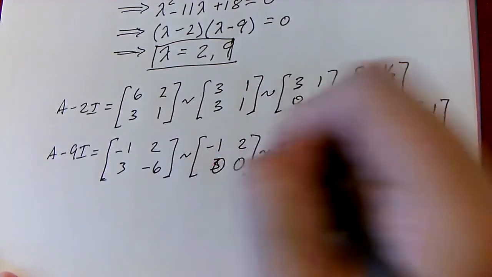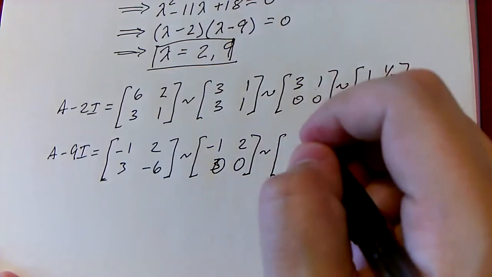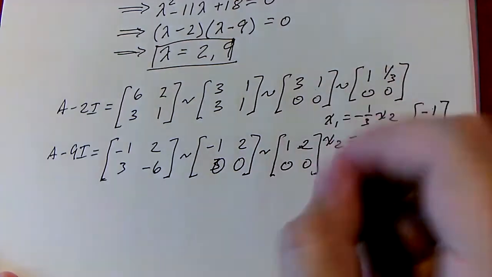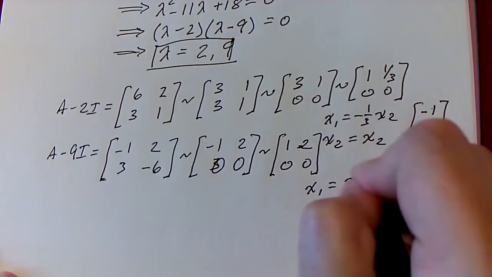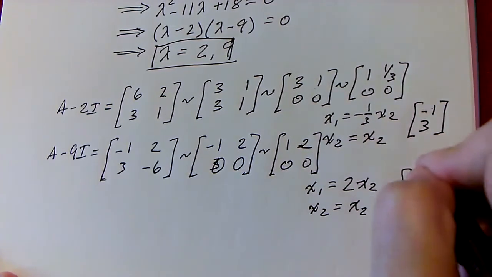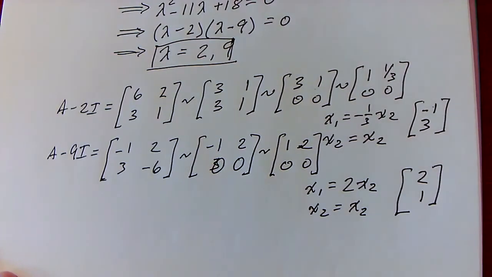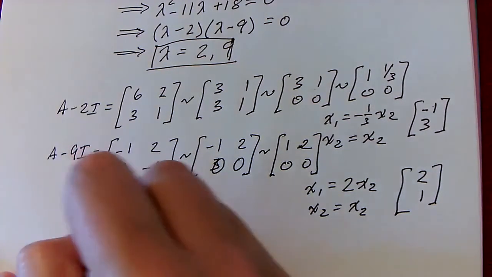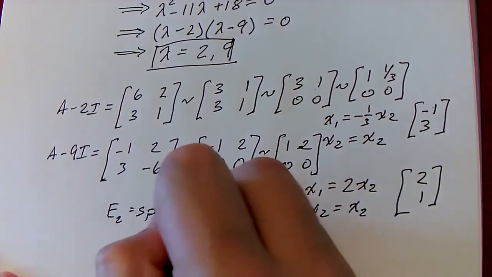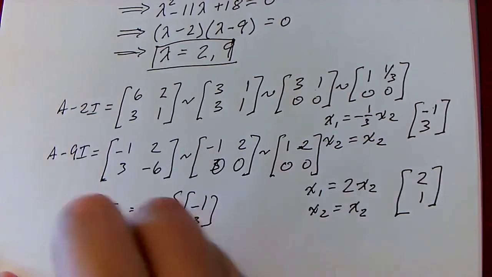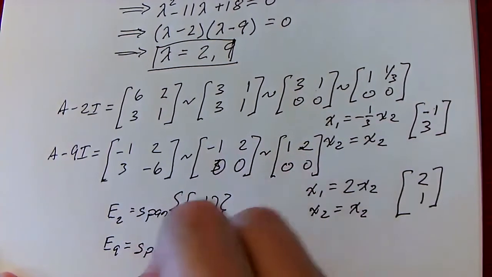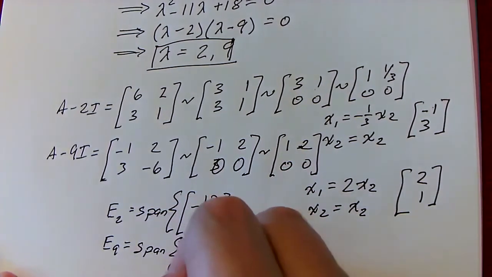I can clear out that bottom row pretty quickly. And I'm going to wind up with 1, negative 2, 0, and 0. So x1 would be equal to 2x2, and x2 would be x2. And so the eigenvector then would be 2, 1. So I have two eigenspaces. I have E2, which would be equal to the span of negative 1, 3. And I have E9, which would be equal to the span of 2, 1.